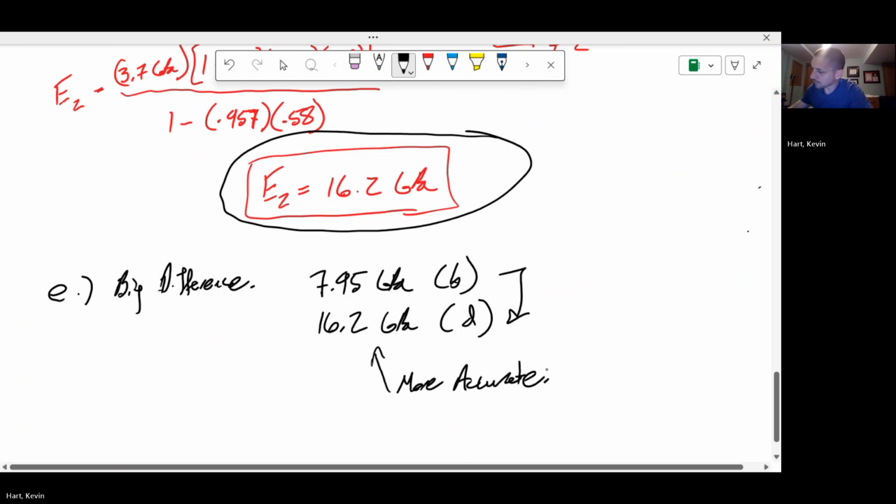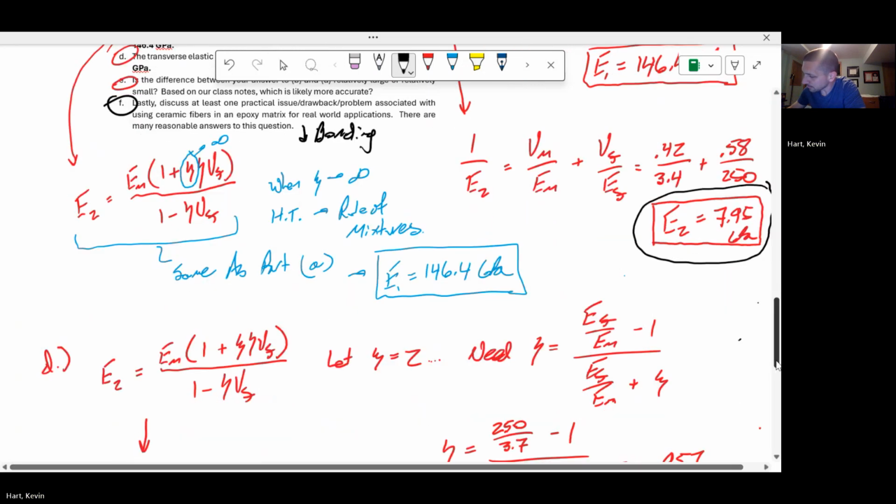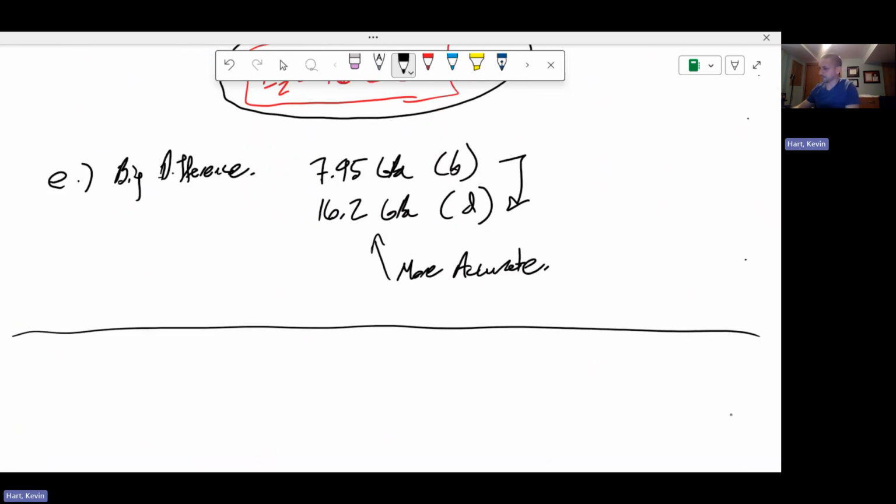Lastly, discuss at least one practical issue or drawback associated with using ceramic fibers in an epoxy matrix. There's a lot of answers to this. I think the most obvious is it's expensive to use ceramic fibers. And two, ceramic fibers don't bond well with epoxy. Ceramic is generally an inert material, chemically speaking, so it doesn't have any reason to bond with epoxy. So I'd say bonding is probably the biggest issue here. That is problem number 2. Let's keep going.